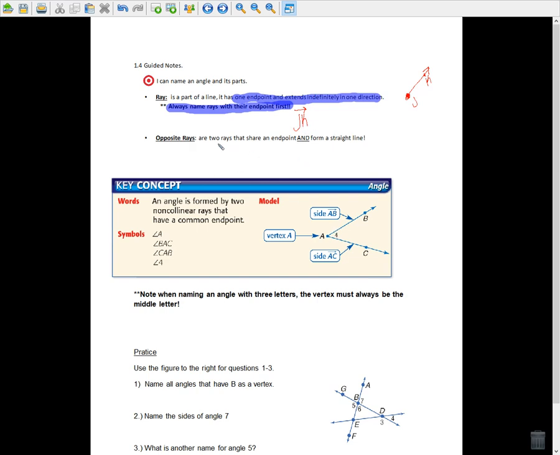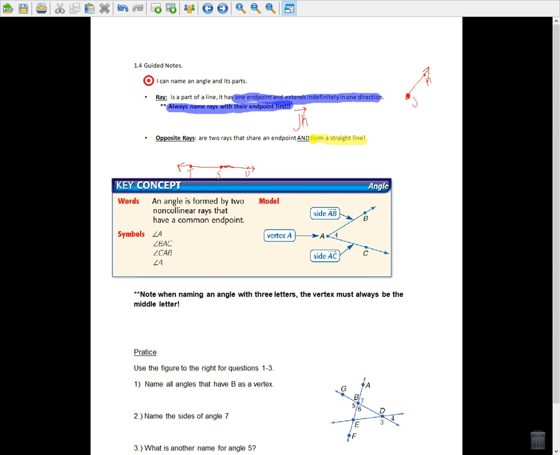Next up, opposite rays. Opposite rays are two rays that share an endpoint and form a straight line. So that right there is very important. They form a straight line. So what that looks like here is if we had a ray that went this way, right? And let's see, let's call this ST. And we also had a ray that went this way. And we can call this SU, right? Then we're going to have this line right here. And I know mine doesn't look very good, but this is actually a straight line, okay? So this is a straight line.